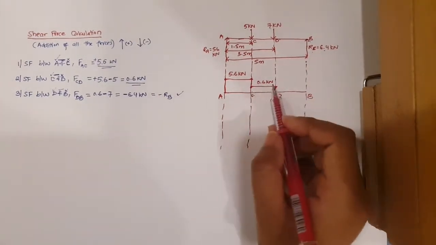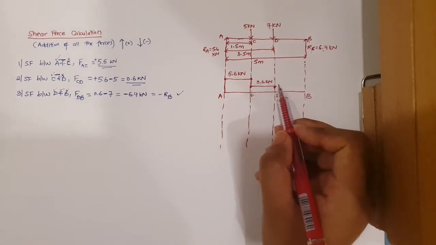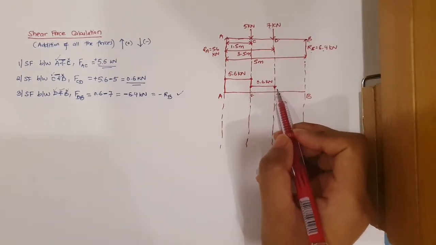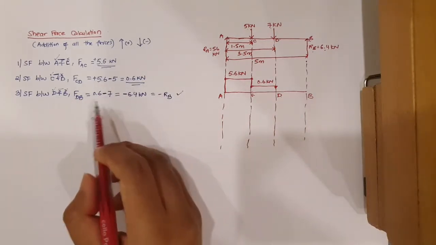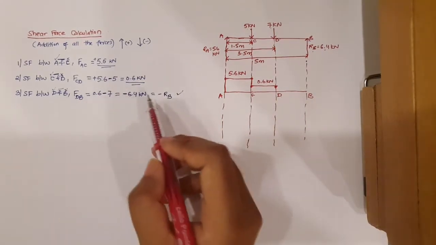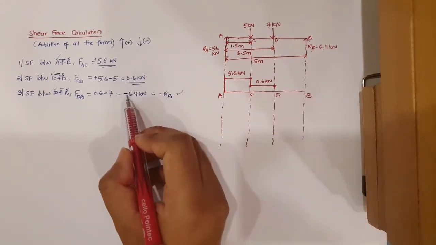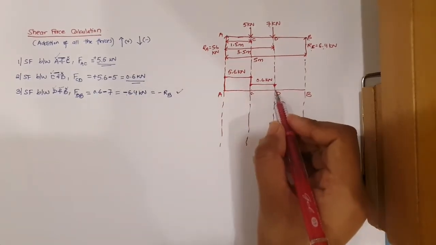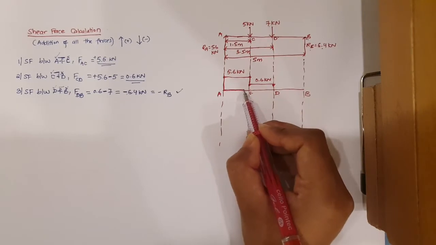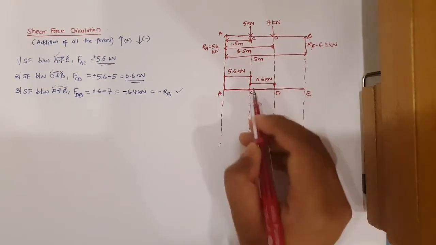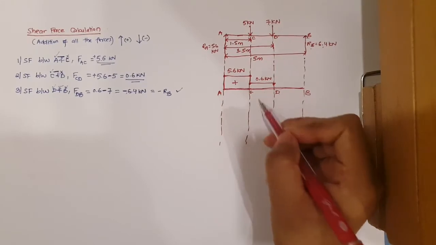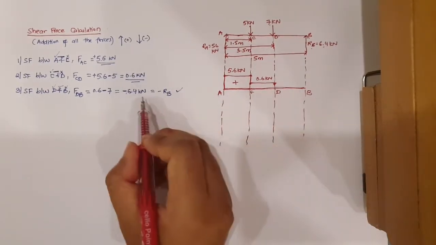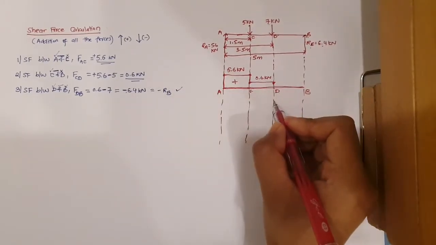So from C to D we have constant 0.6 kilonewton load. Now suddenly upon reaching between D and B it is decreasing, it is going to minus. So this line, the forces that are drawn above this line are all positive and the forces that are drawn below this line will be negative.